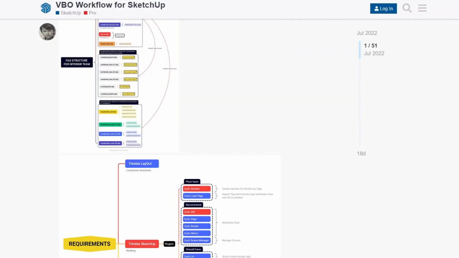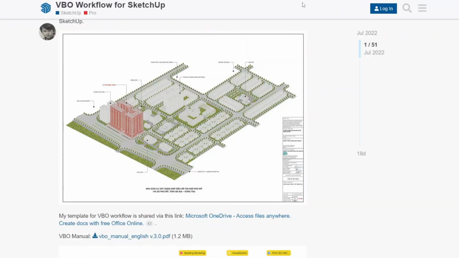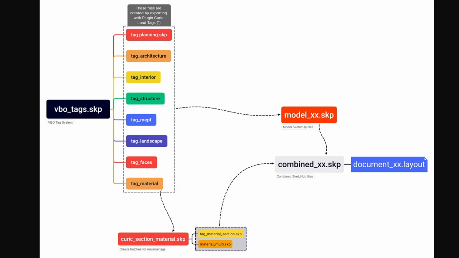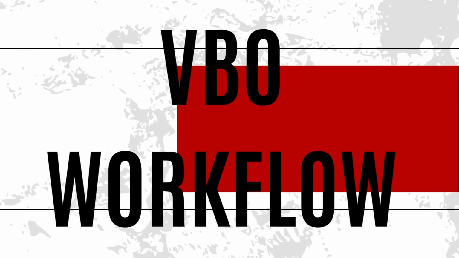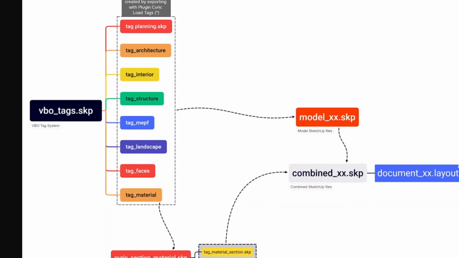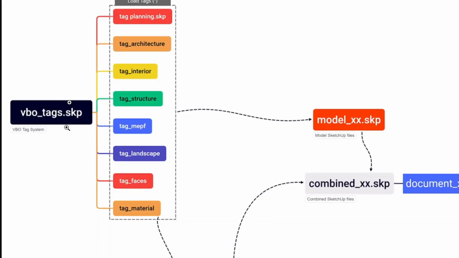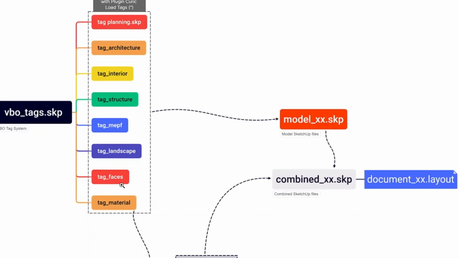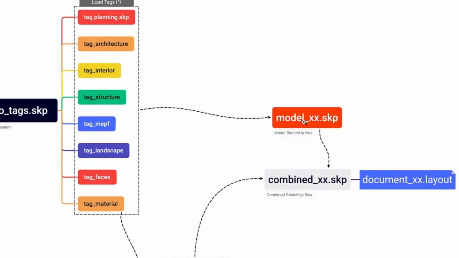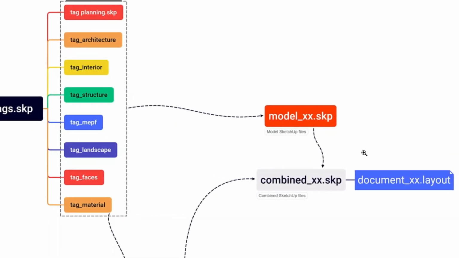Vietnam BIM Objects is known for developing extensions for SketchUp to be used in their office and construction workflow. In order to understand the VBO workflow, let's look into the chart they have provided. The use of tags is from planning, architecture until material. All of these are combined into the building model, which is documented into layout.